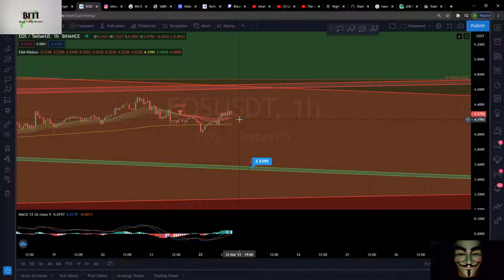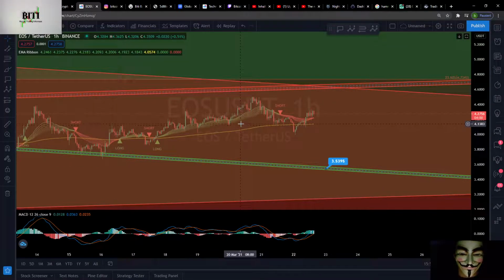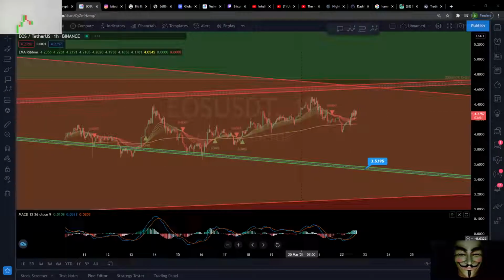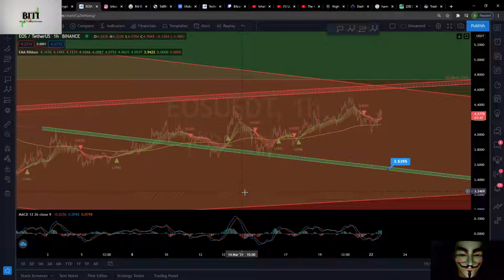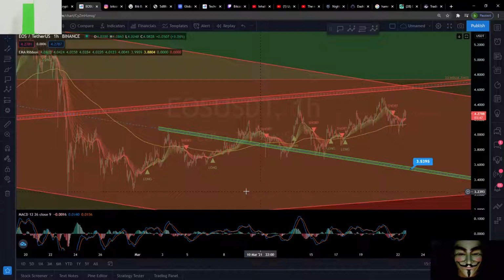Now it's our support again. So on the 1 hour chart, it's looking not so bad momentarily. Okay, now guys, what can we check? What else can we check here? Let's zoom out a little bit. We have here on the 1 hour chart also a very nice uptrend.